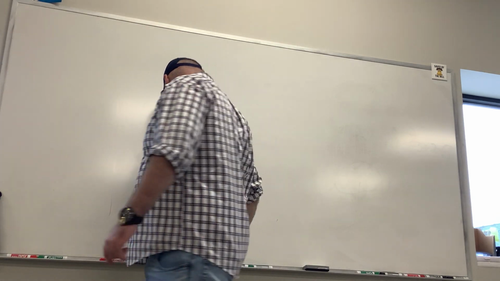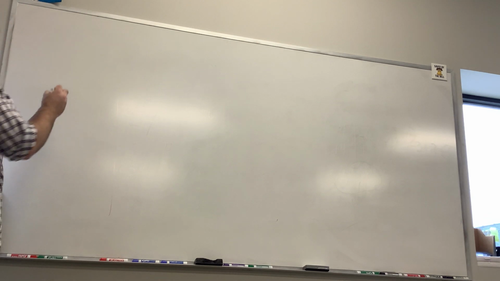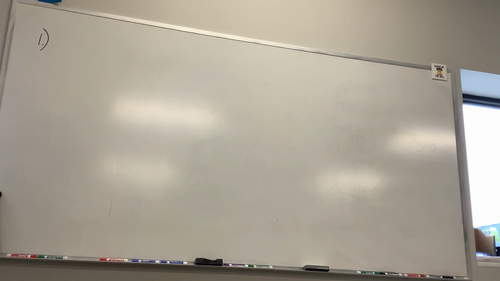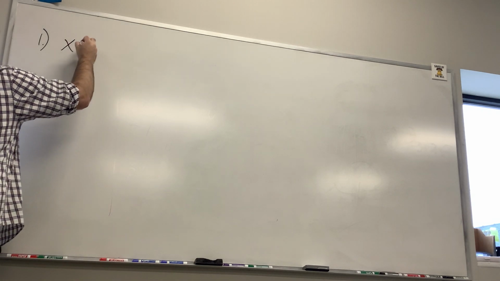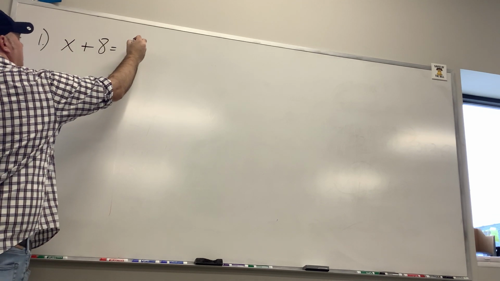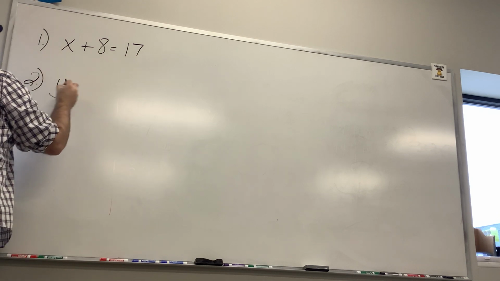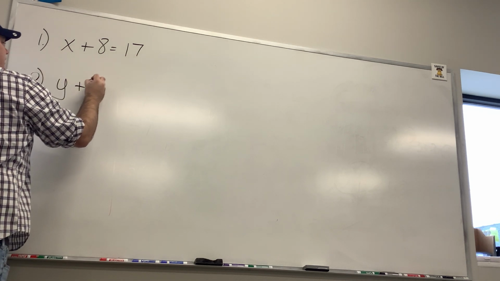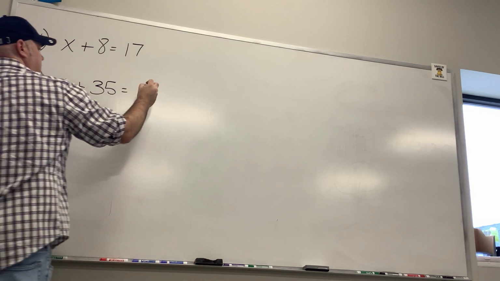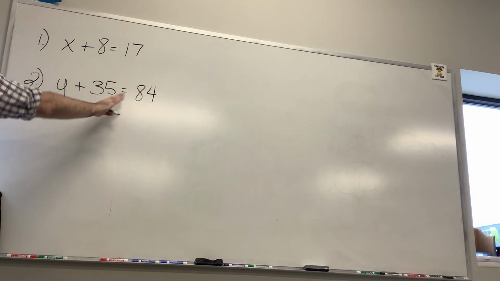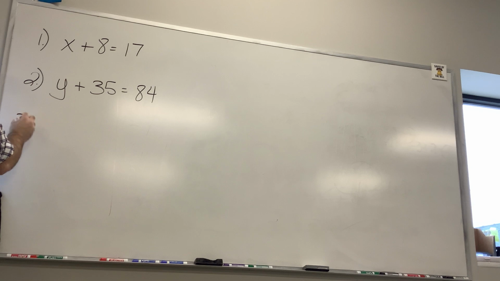Okay. So let me put some equations here, small ones. And you're going to solve for what the letter is, okay? And you're going to put it on the left side. We'll work with what happens when it's on the right side later. But let's do this. x plus 8 equals 17. y plus, let's go big a little bit. Let's go 35 equals 84. Okay, don't freak out. It's the same process, nothing changed, just a little bit bigger numbers.